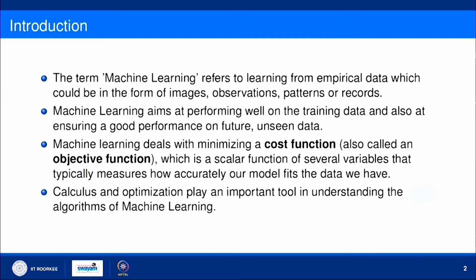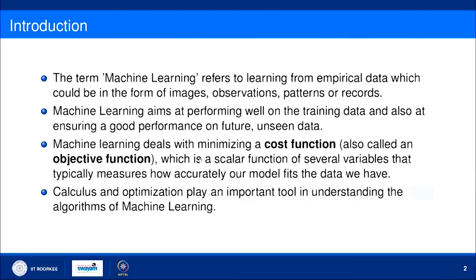The term machine learning basically refers to learning from empirical data, which could be in the form of images, observations, patterns or records. Machine learning aims at performing well on the training data and also at ensuring good performance on future unseen data. This is the main purpose of any machine learning: whatever training data we have, we train on it accordingly, and we develop an algorithm to try to predict the future.